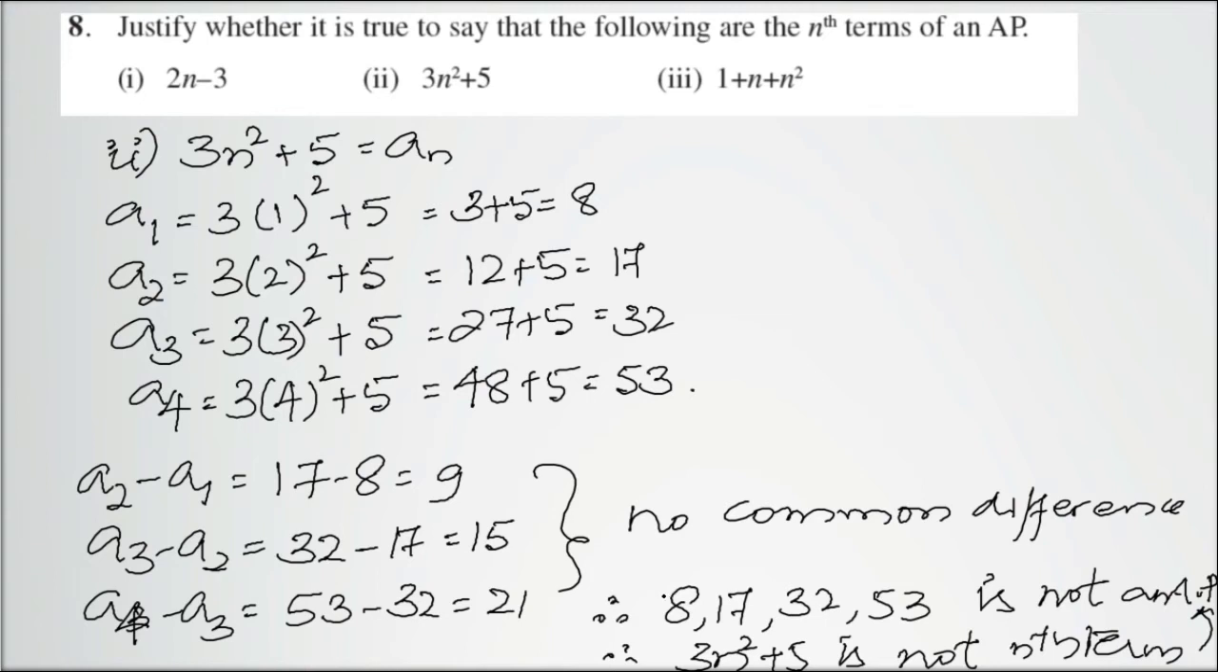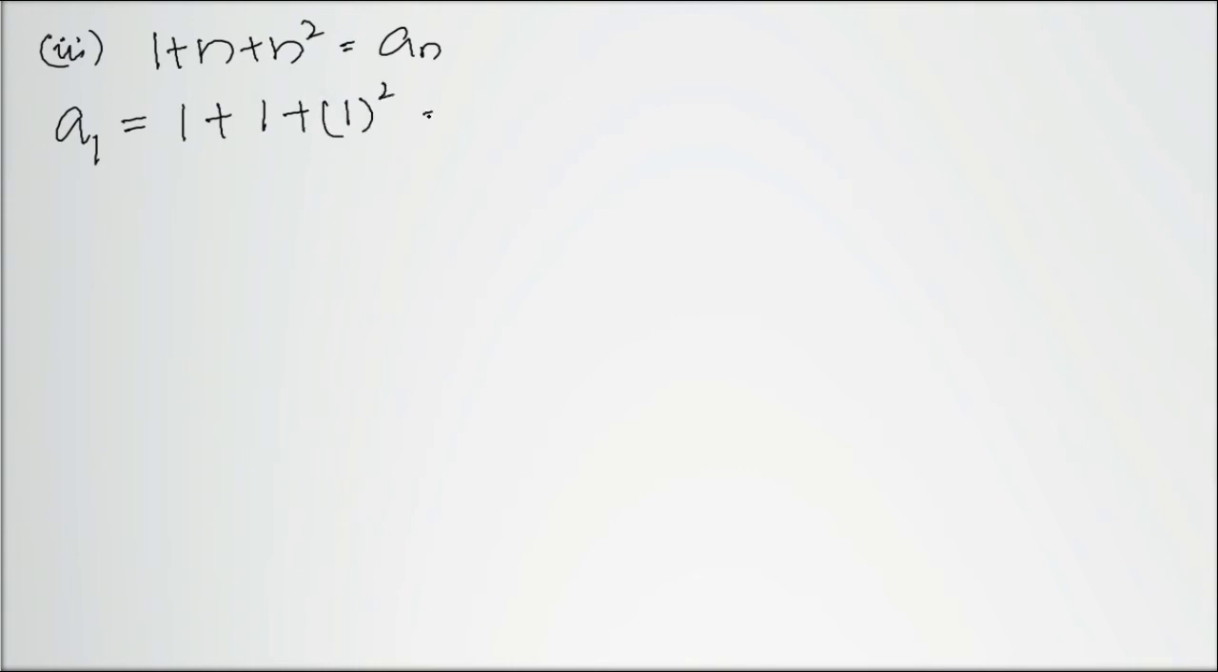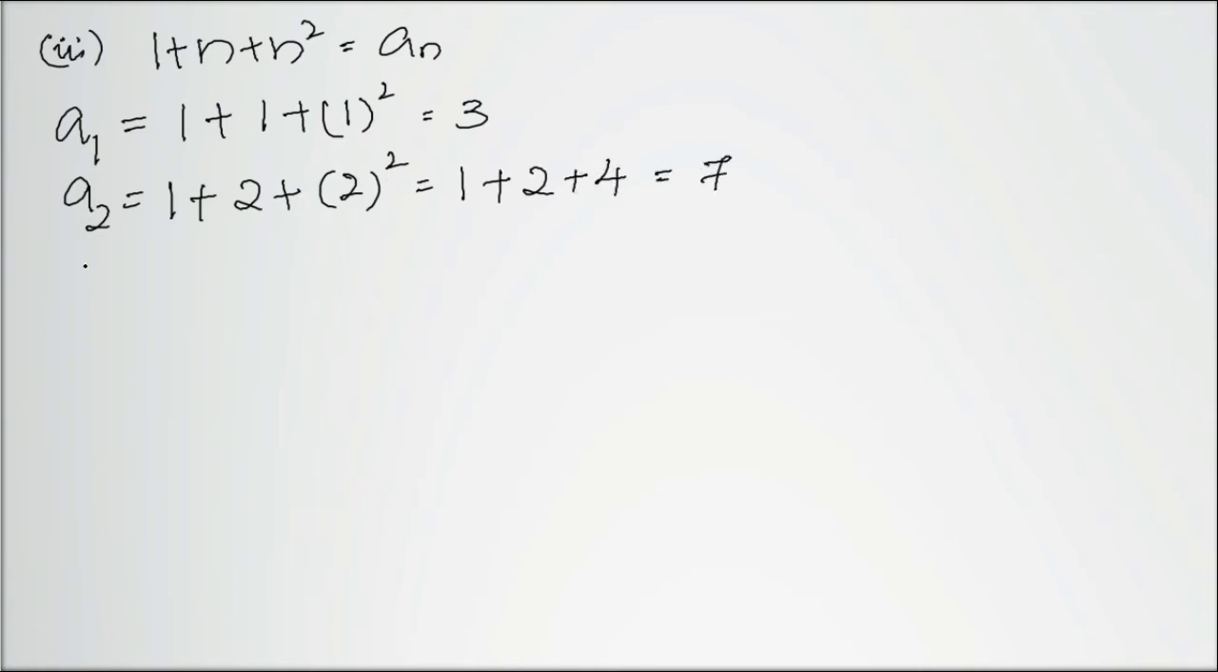Let us solve the third sub. In the third sub question, we have 1 plus n square. I'll consider this as the nth term. So let me find the first term. I'll replace n with 1. I'll be getting 3. The second term will be 1 plus 2 plus 2 square, which is nothing but 1 plus 2 plus 4. We get it as 7.